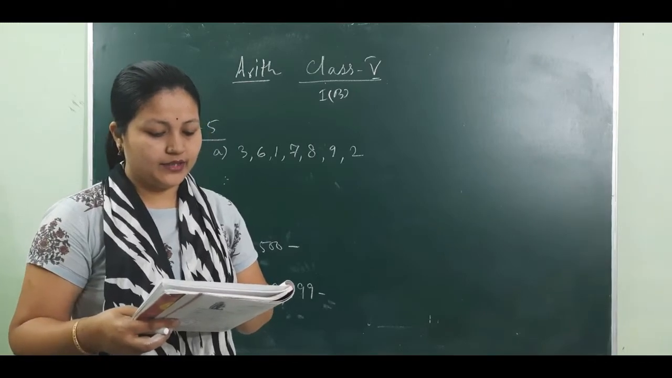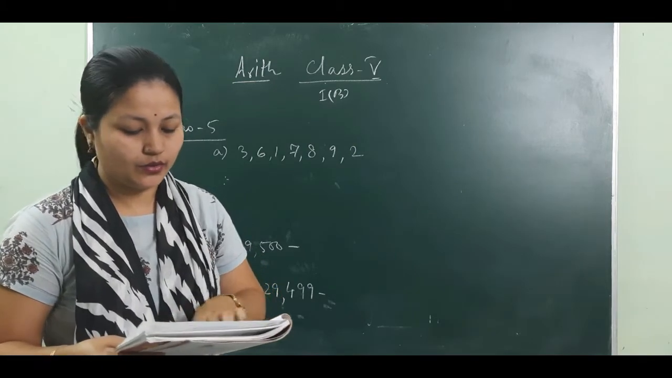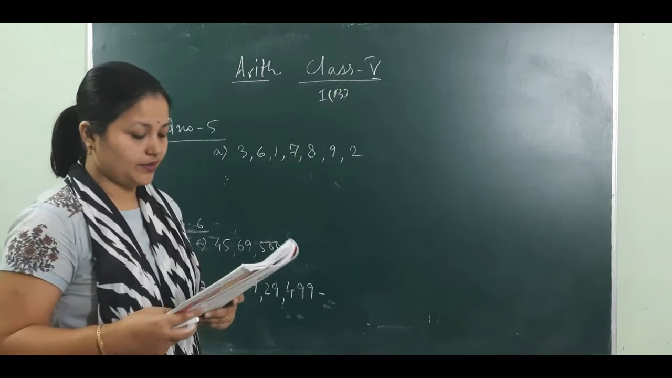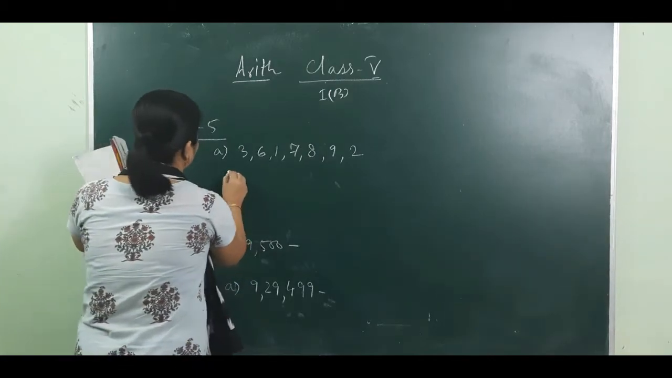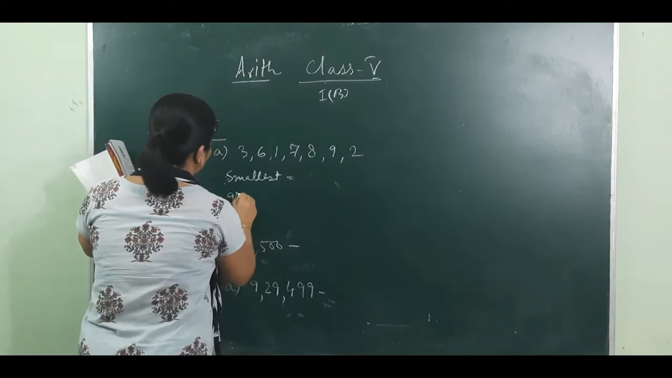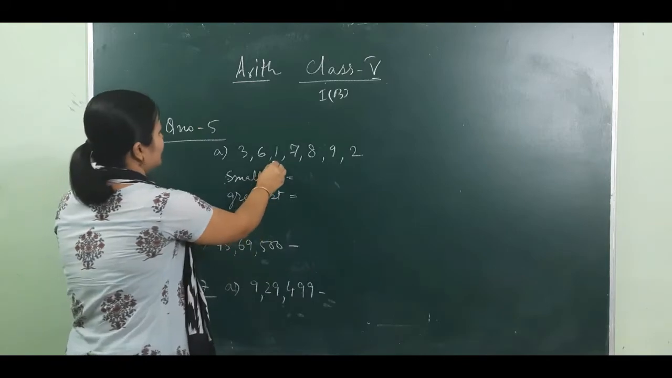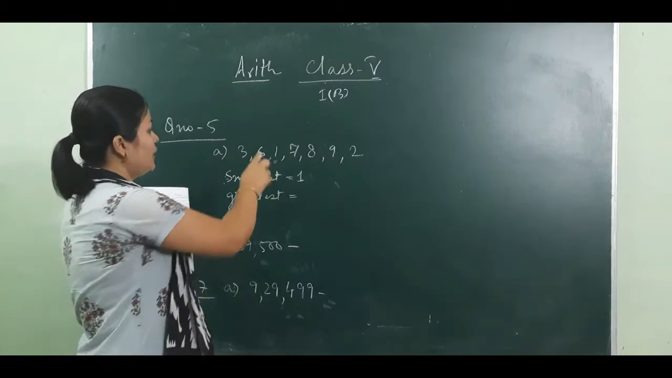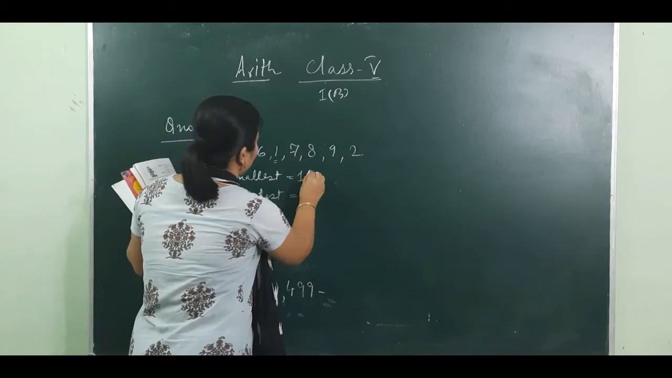Question number 5 is make the smallest and greatest possible 8-digit number by repeating a digit. So here only 7 digits are given and we have to make 8-digit numbers, smallest and greatest. To do this, smallest first I will write, and then greatest. The smallest digit here is 1. Because only 7 digits are there, we have to make 8 digits. So we will write this 1 twice.